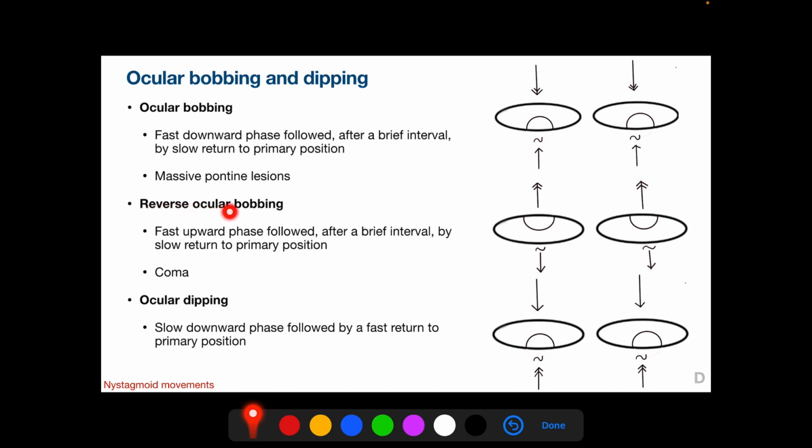In reverse ocular bobbing, which occurs in comatose states, there is a fast phase which displaces the eye from the primary position to an upward position, and after the eye remains in that upward position for a brief interval, there is a slow movement which returns the eye back from the upward position to the primary position. In ocular dipping, there is a slow downward phase which moves the eye from the primary position to the downward position, followed by a fast phase which returns the eye back to the primary position from the downward position.